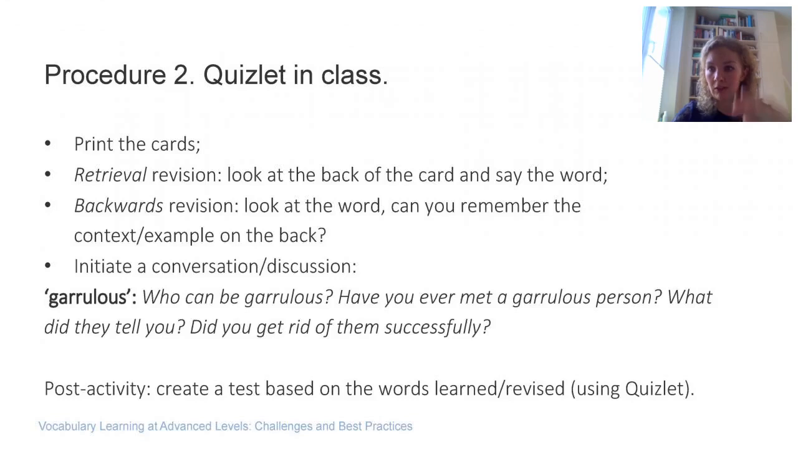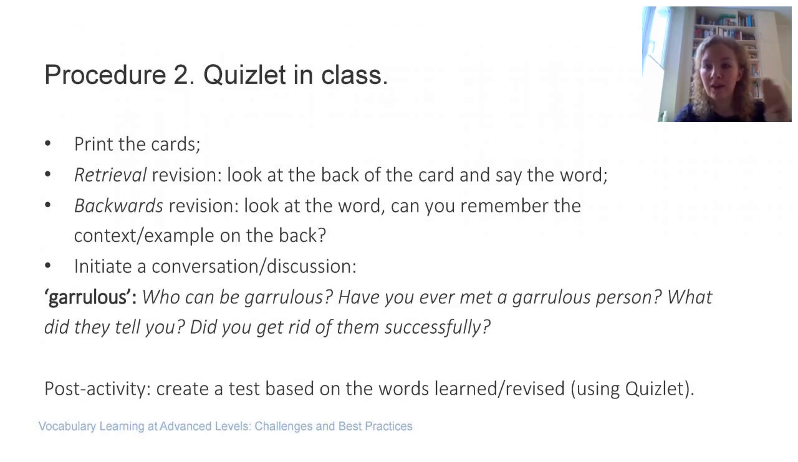Backwards revision is the opposite thing. You look at the word, and then you ask yourself, okay, can you remember the context or the example that we had in our course book or any of the examples you had on the back? Or you can initiate a conversation or discussion. Again, the example with the word garrulous. Yeah, you can ask yourself, okay, who can be garrulous? Have you ever met a garrulous person? What did you tell them? What did they tell you? Did you get rid of them successfully? Yeah, so this initiates this discussion and reflection of who is garrulous, what can we do about garrulous people.